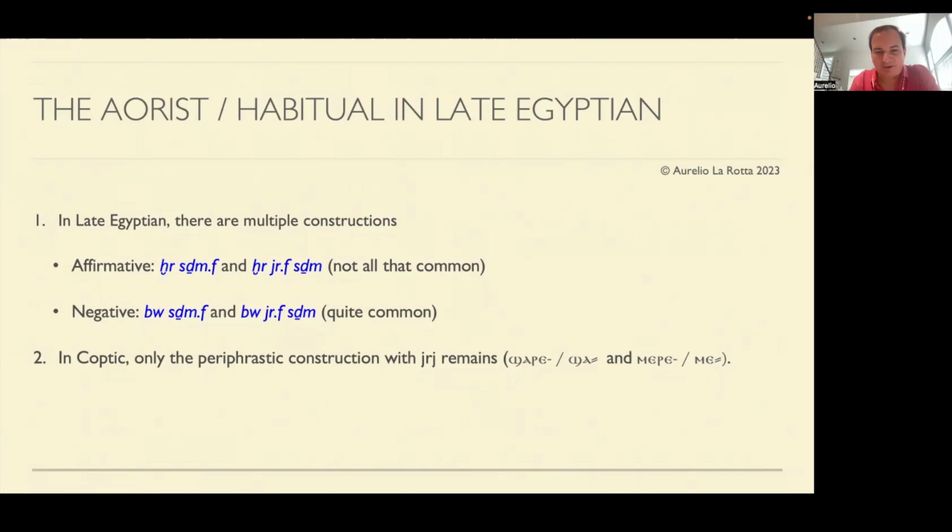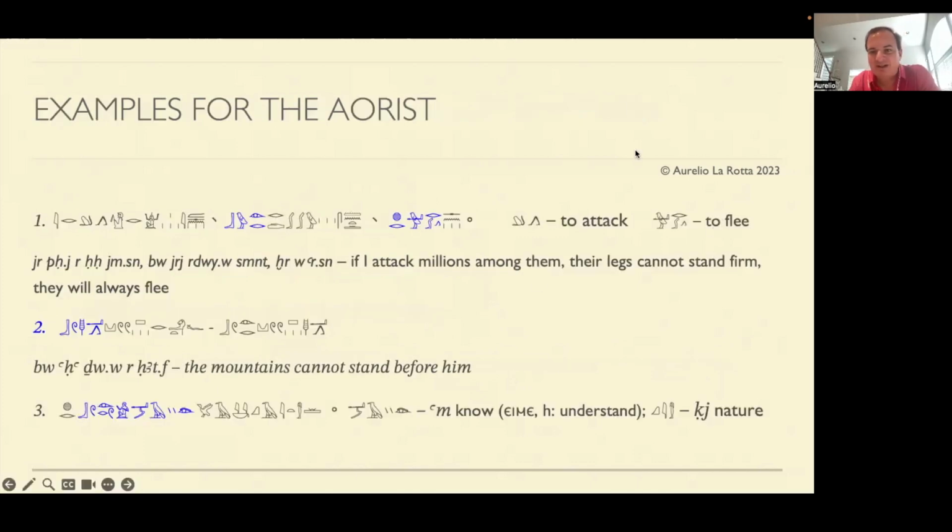Okay, then let me go straight there. So we had a few examples. For example, the first one we had, even if millions attack them, no, if I attack millions, their legs cannot stand firm. They will have to flee, basically. This one was a good example in Neveu because it has both the negative form, they cannot stand firm, and the positive form, they have to flee. They will always flee. So thus says the Pharaoh confidently.